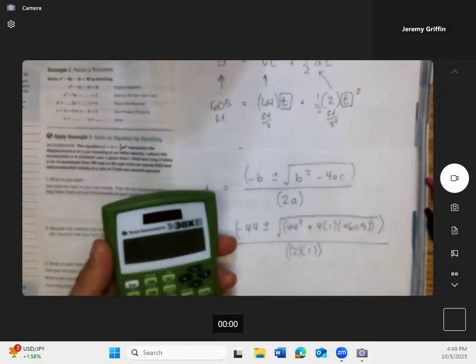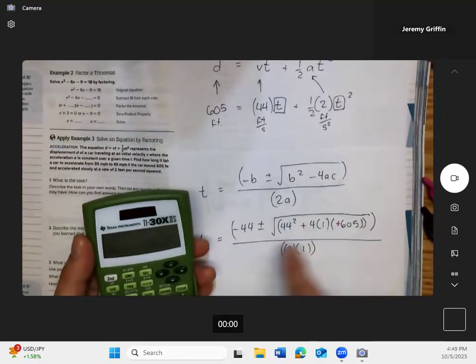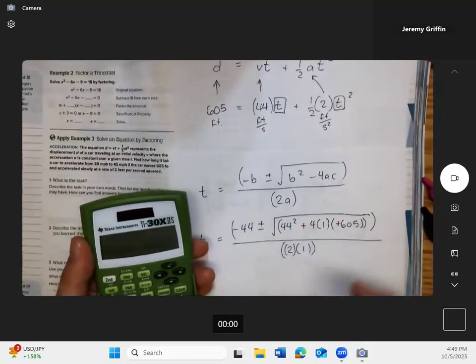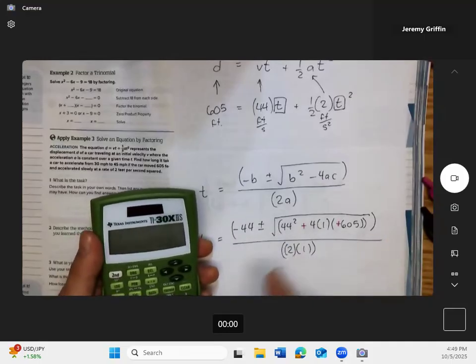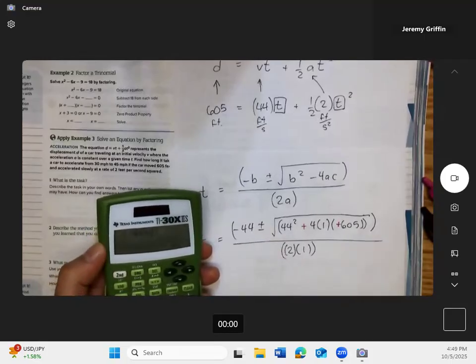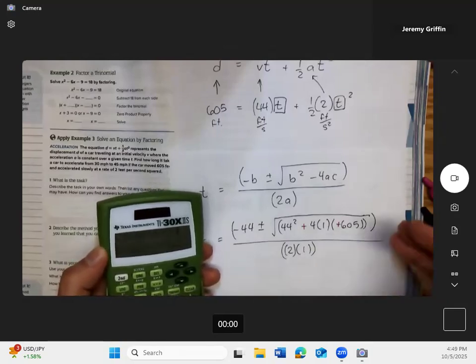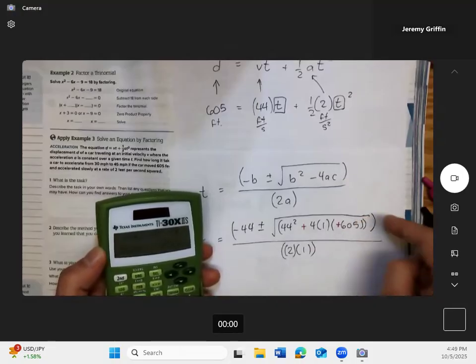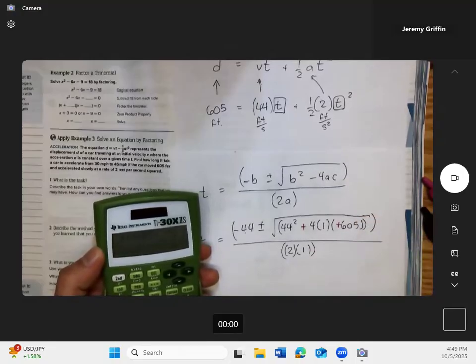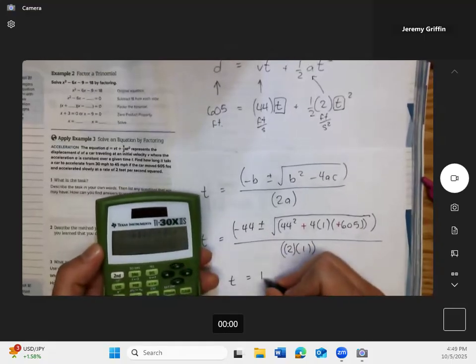I plug this in the calculator. Open parentheses for the numerator. Can you plug this correctly into the calculator? If you have to chunk it down to smaller parts, that's perfectly fine. I'm going to put it all in one go here. Negative 44, I'll start with a plus. Square root, 44 squared plus 4 times 1 times 605. Close parenthesis closes the radical, close the second parenthesis closes the numerator, and then divide by 2. So I'm getting time. Oh, look at that. It is a whole number. 11 seconds.